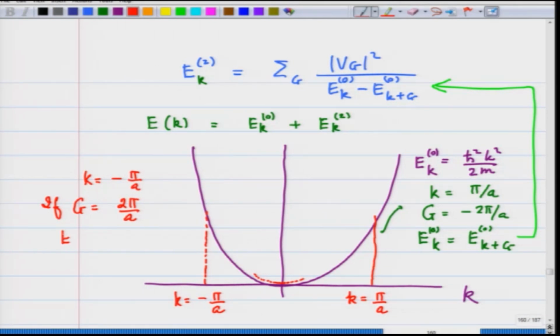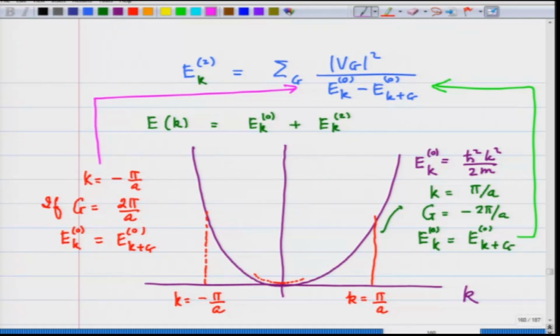If g equals 2 pi by a, then Ek0 becomes E(k+g)0, and again we see that the denominator blows up, E2k becomes infinitely large. That cannot happen. Where did we go wrong?